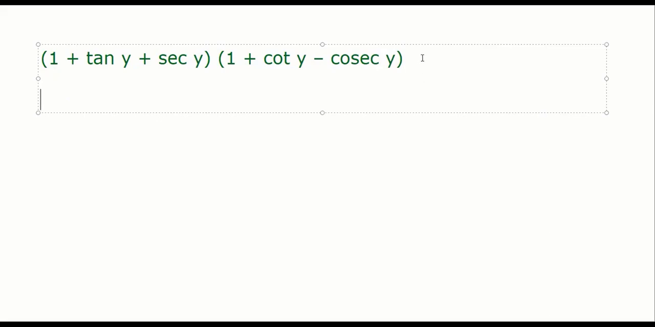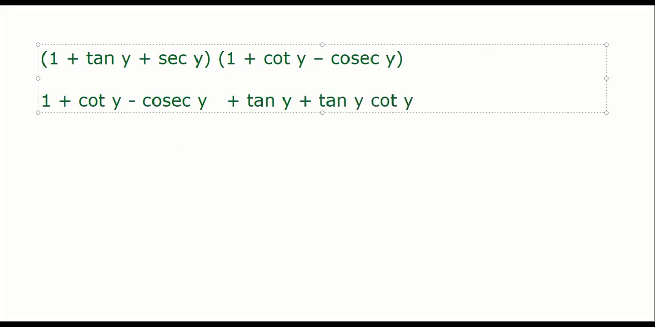Yes, sir. So Anvi will multiply all, okay? Let's first multiply 1. See, we'll multiply, guys. There are 3 terms here, 3 terms here. We'll get 9 terms. First, we multiply 1 with everything. So you keep telling, I'll write. 1 plus cot y minus cosec y, done. Then we multiply tan y with all: plus tan y plus tan y cot y, minus cosec y tan y.